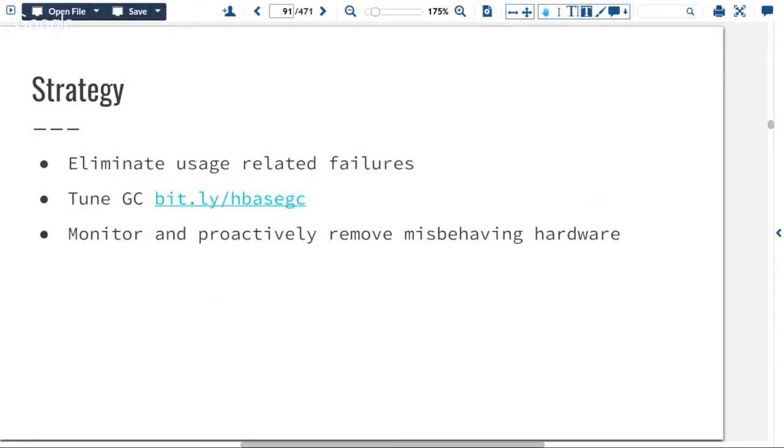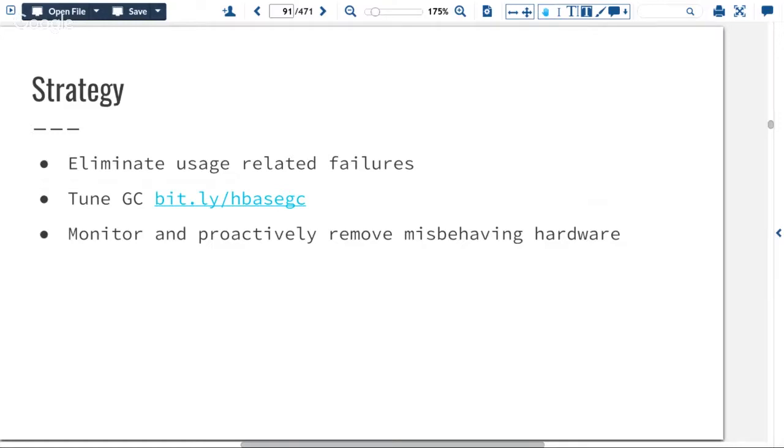So what's our strategy to deal with these issues? Our first one is to eliminate usage-related failures. If a user is sending in an RPC with 1 million records in it as a batch put, that's probably a bad use case, and they should know about it.